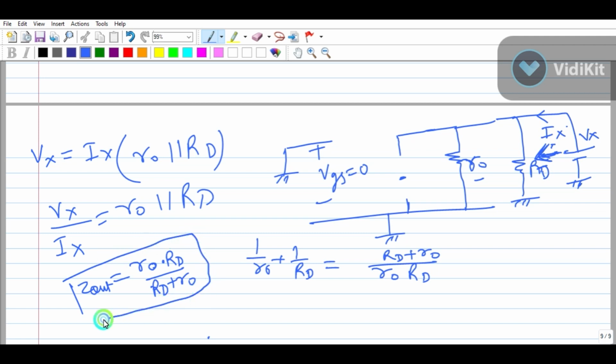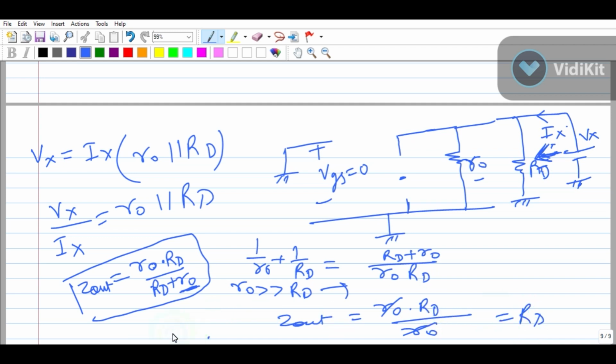Okay, and if I am keeping R naught very high, that is R naught as compared to RD, then Z out equal to R naught dot RD over R naught. Okay, this will be cancelled out, so it is RD. So Z out equal to RD. So this is Z out.